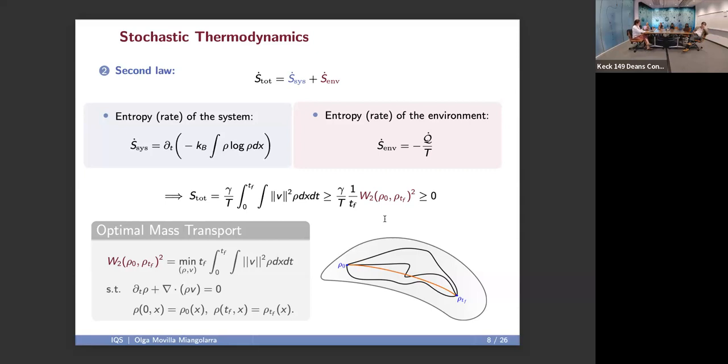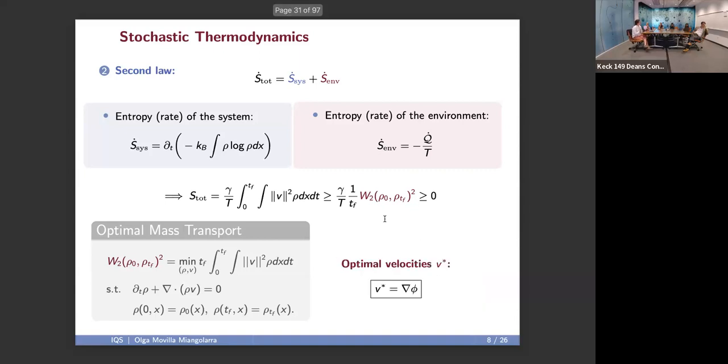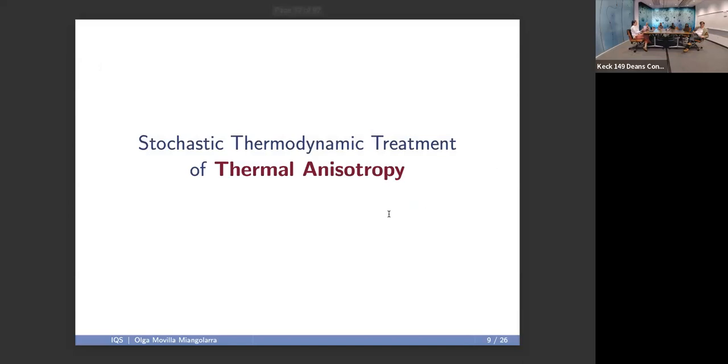Okay, so another thing that will be useful for us later is that the optimal velocities that actually achieve this minimum entropy production have to be of gradient form. What this means is that in this setting, because as we pointed out, the only control we have is over the potential energy, we can really achieve these optimal velocities because we precisely have control over functions of this form. So this is all good news, and we can essentially achieve this lower bound. Now we will see how this will no longer be the case when we have thermally anisotropic systems.